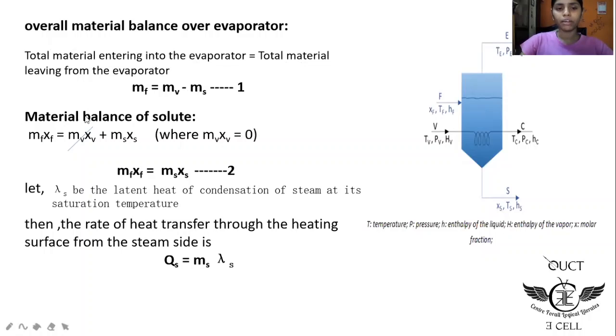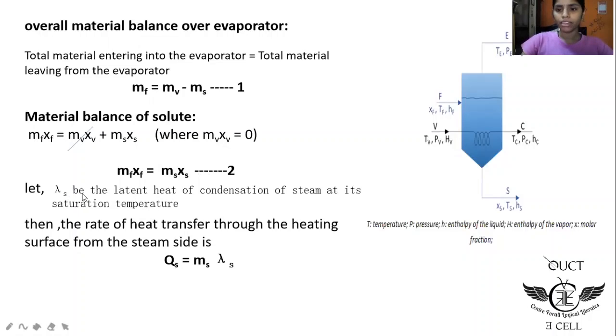After that, we have to do the material balance of the solute. That is, mass of the feed times mole fraction of the feed is equal to mass of the vapor times mole fraction of the vapor plus mass of the thick liquor times mole fraction of the thick liquor solution. S here is the thick liquor solution; we are indicating it with S. There is no solute in the vapor, so we are considering it as 0. So MF XF is equal to MS XS. It is our second equation, that is our material balance of the solute.